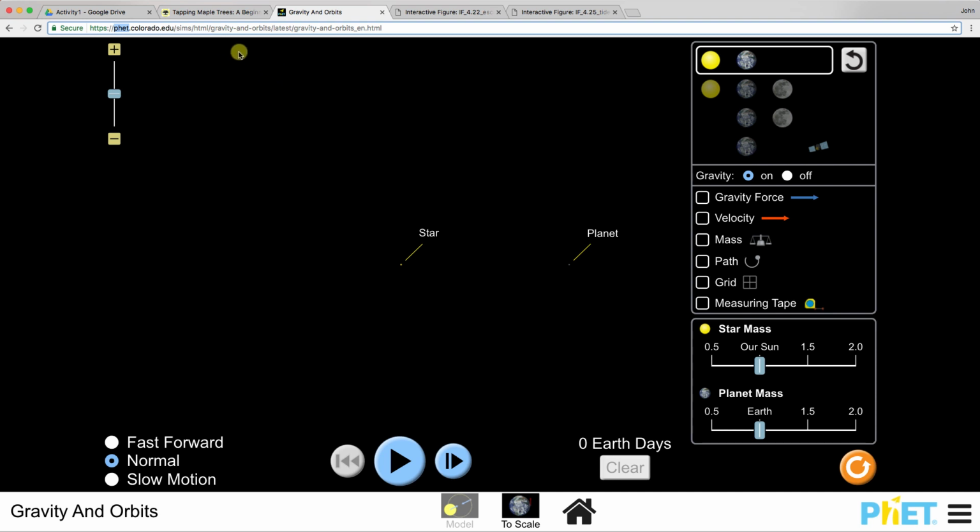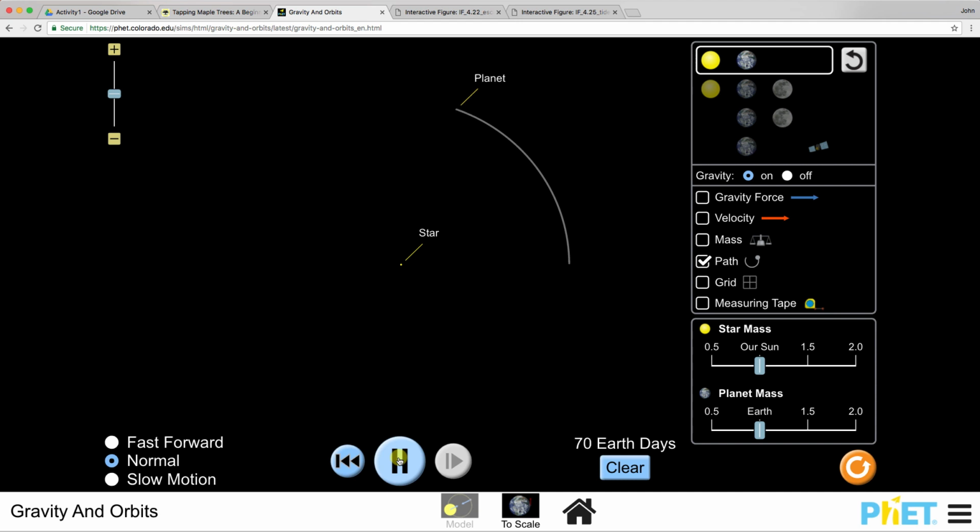This is an example of one called Gravity and Orbits. It starts off with a star, which makes it look kind of realistic. The star is small, the planet is even smaller, and we're looking at this system from very far away. Right now we've got it set up with a star the same mass as our sun and a planet the same mass as the Earth. I'm going to turn on the path so we can see what the path looks like as the planet goes around, and I'll hit play. It shows the planet going around the star.